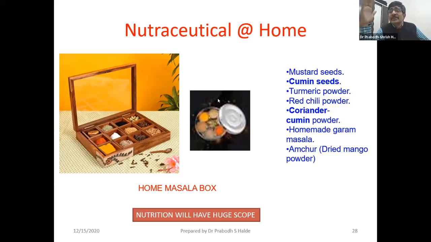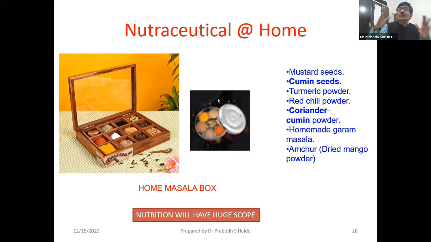This masala box is a magic box, the home of nutraceuticals. It contains cumin seed, turmeric, tamarind, red chili, coriander, masala, which give you so many antioxidants. Antioxidants fight with free radicals. Free radicals are responsible for disease. So basically, antioxidants help you to fight with free radicals and disease.